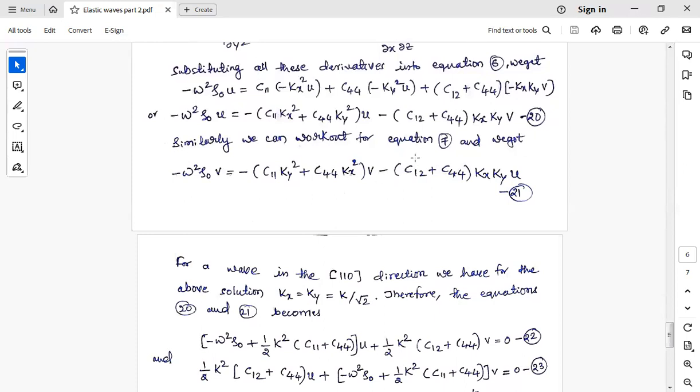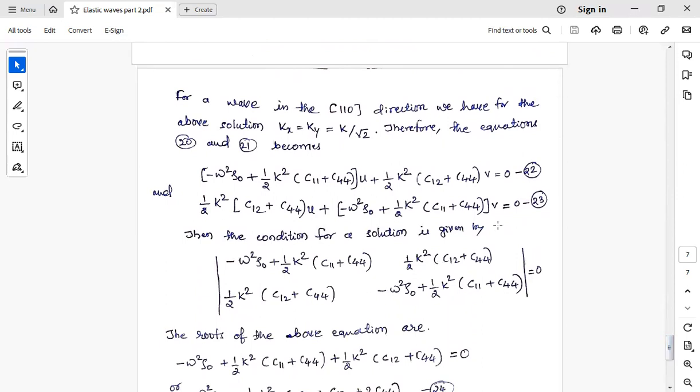And now you see, for the wave in the 100 direction, we will take the propagation constant like this, kx is equal to ky is equal to k by root 2. This comes from the study of the homogeneous medium. So we have to set kx is equal to ky is equal to k by root 2.